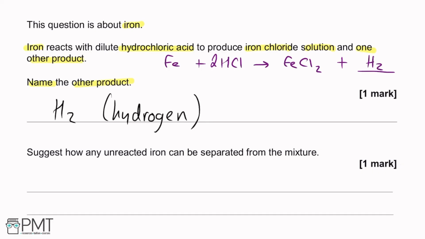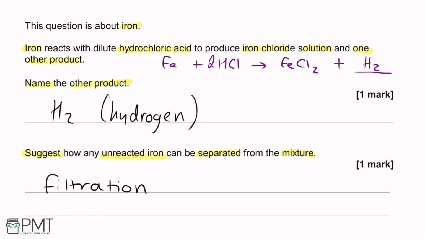Now the next part of the question says, suggest how any unreacted iron can be separated from the mixture. So iron is going to be a solid. And how can we remove a solid from the mixture? Well, we could use filtration. Also, given that iron is magnetic, you could have also put to use a magnet. And this is one of the alternate answers on the mark scheme.